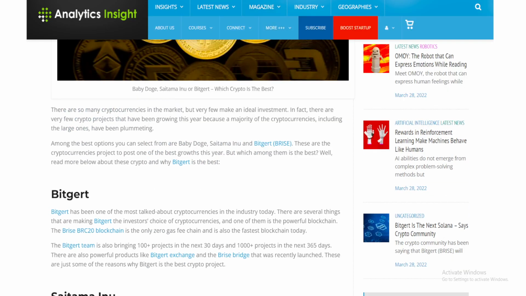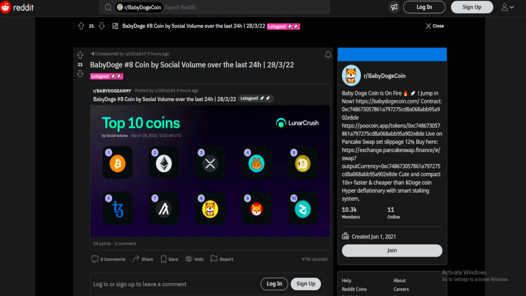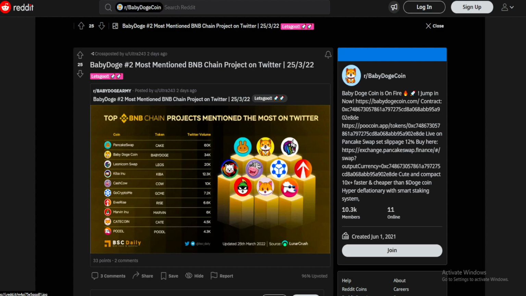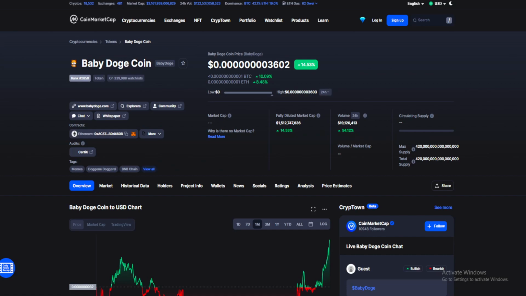And yet, despite that, guys, Baby Doge has been seeing the number 8 spot by social volume over the past 24 hours, as we can see here, as well as number 2 most mentioned BNB chain project on Twitter. So here we have the Baby Doge post. So what do I think is the future of Baby Doge?